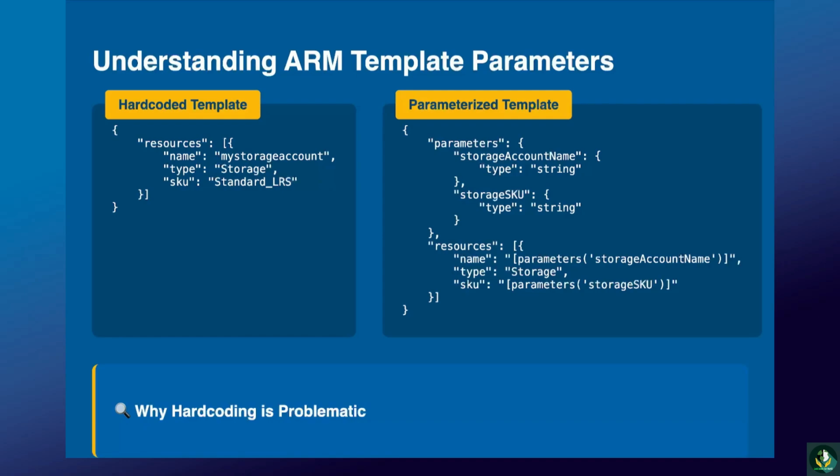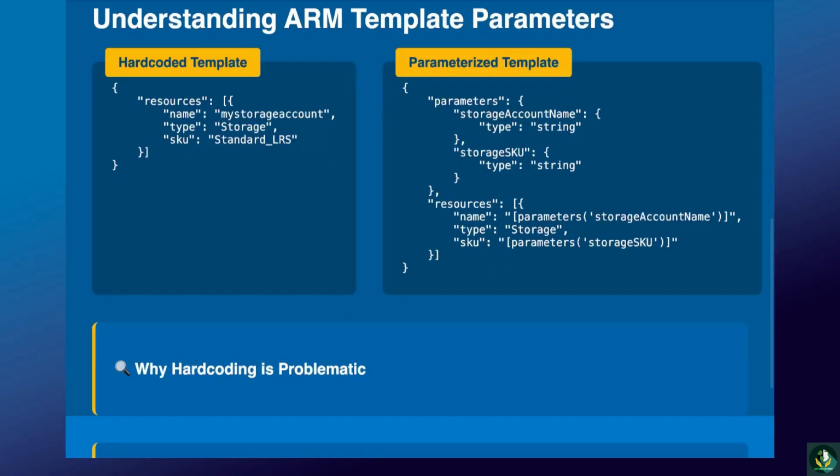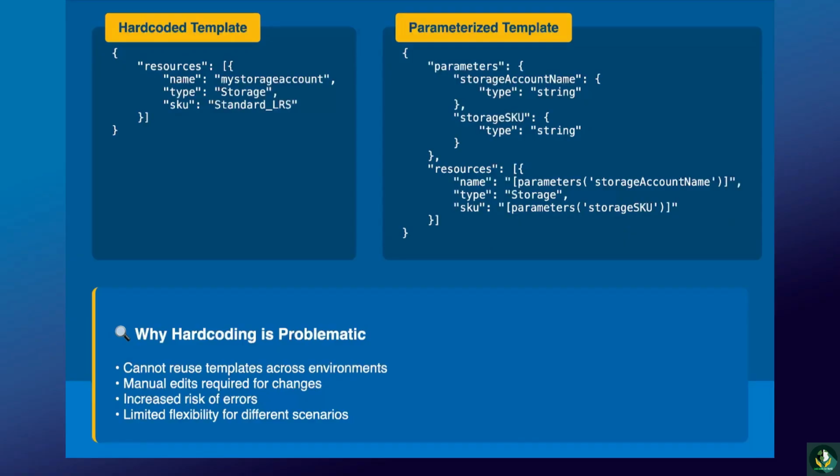Now, what's the problem with hard coding? Hard coding values like the storage account name or SKU limits the template's usability. For example, you can't deploy the same template across different environments. For instance, development environment, test, and production environments, without creating multiple versions. Changes require manual edits to the template, increasing the risk of errors.